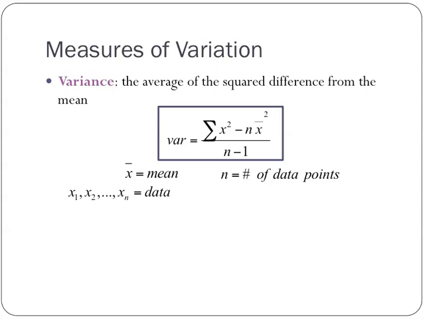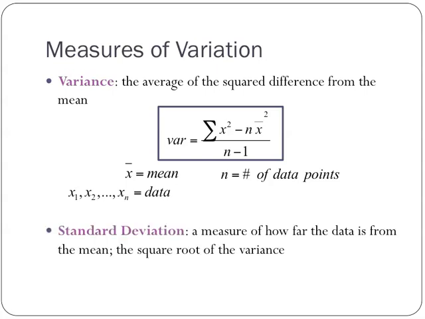All right, next we have standard deviation. Standard deviation is very much related to variance because it is simply a measure of how far the data is from the mean. It is found by taking the square root of the variance. So I'm going to call standard deviation S, and it's simply the square root of the variance.